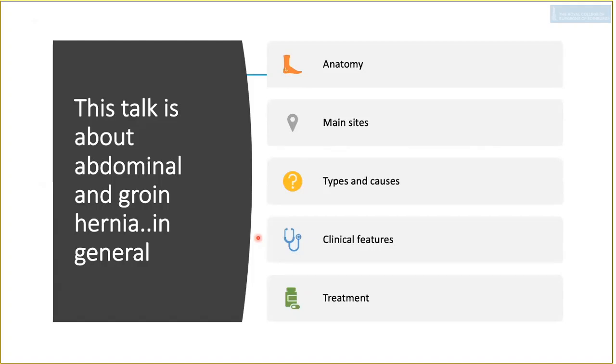As it says on the screen, we're going to discuss briefly, and not in a lot of detail, anatomy, but what's relevant to your learning: the main sites, the types and the basics of the causes of hernia, some of the clinical features that would be important to you, and the principles of management and treatment.